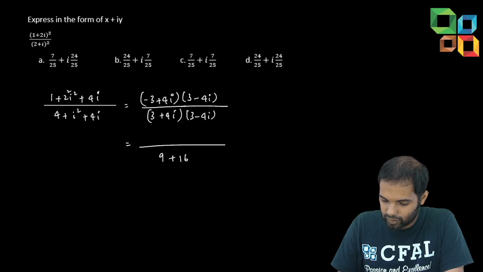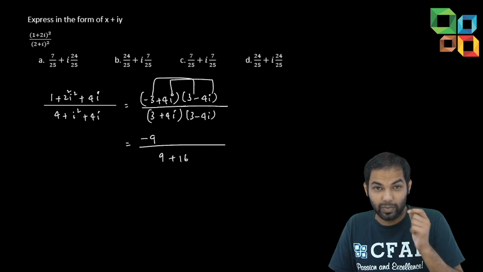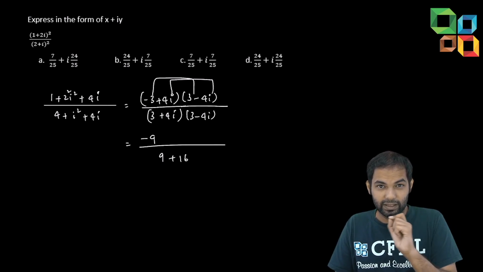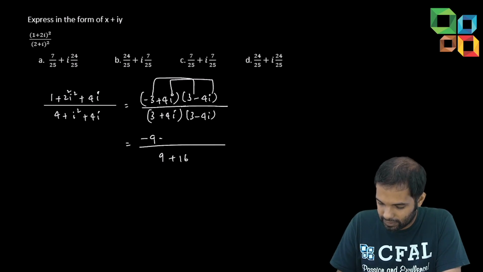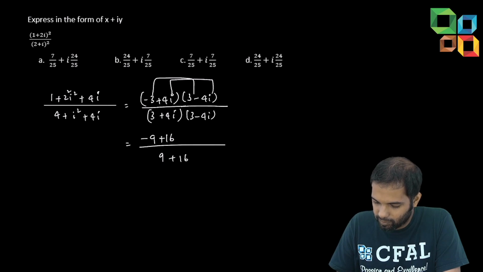Numerator, so minus 3 into 3 is minus 9. 4i into 4i with the minus sign, so it is minus into 4i square. So 4 square is 16. Minus into minus i square, so it is plus. So plus 16. Right? Remaining terms, say, plus 12 plus 12, so plus 24.